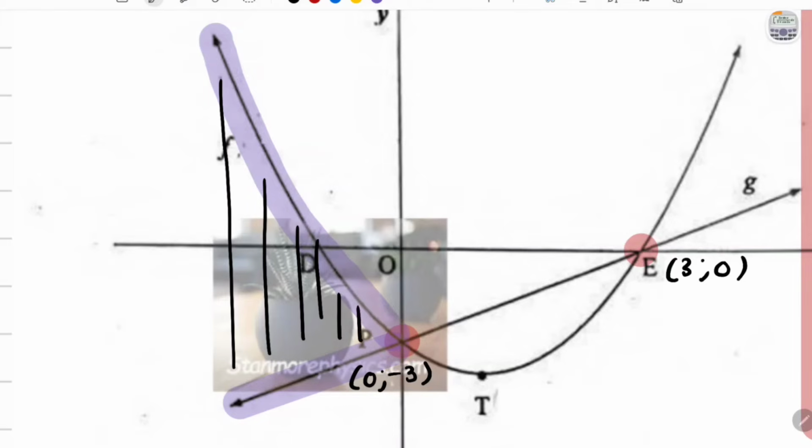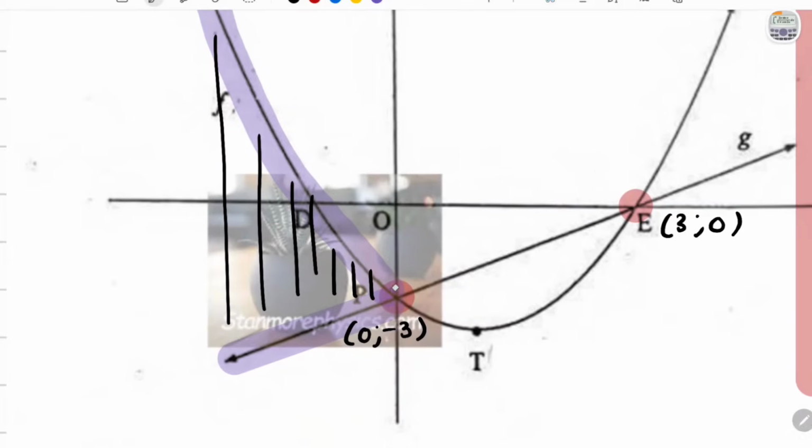And it starts off where? It starts off here after this intersection. If you move to the left, you see that F starts to go above G. So where exactly, what X value belongs to this starting point? It would be 0. So after 0, when we move to the left, F is constantly above G.